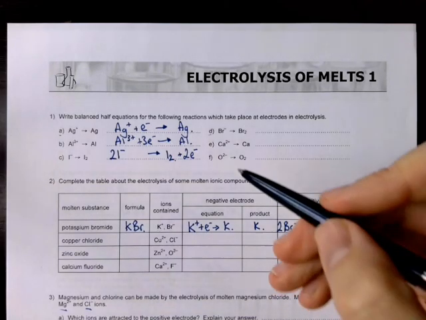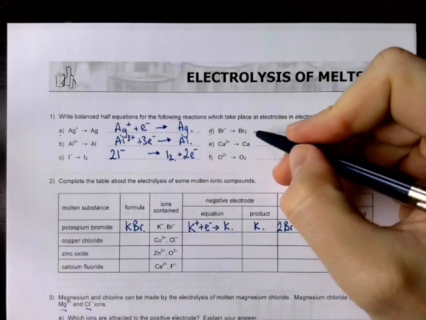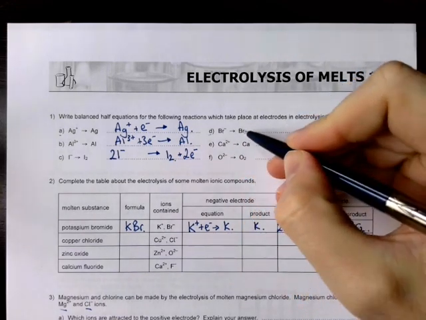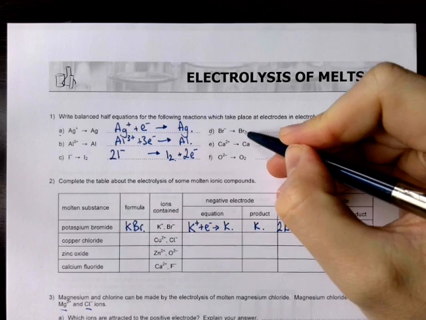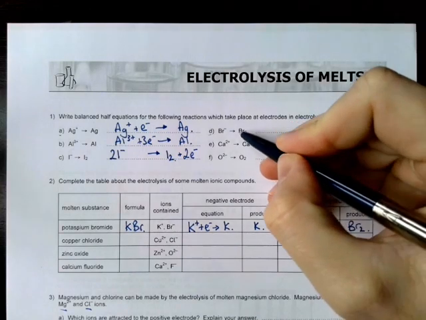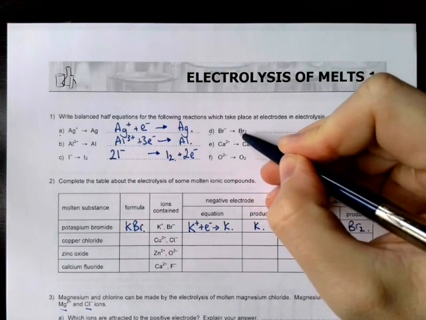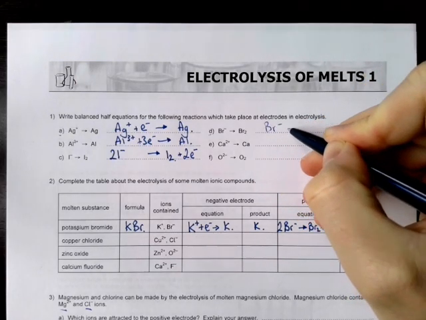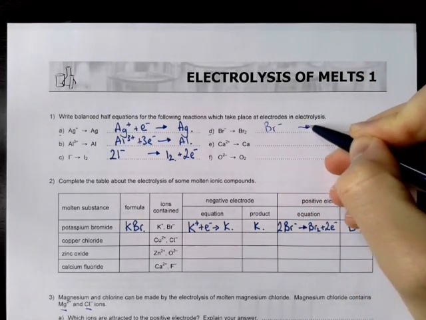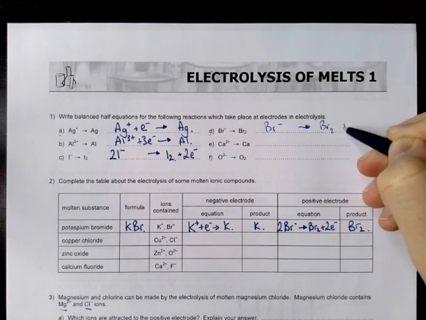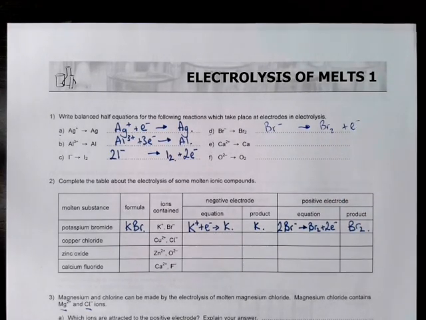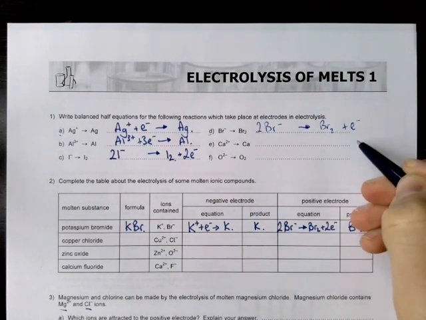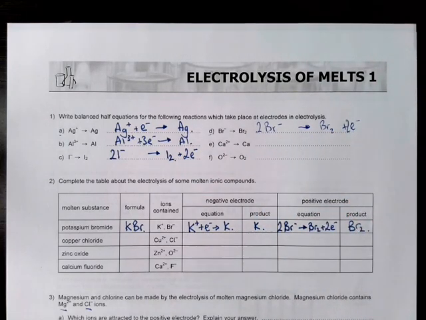So I did a few of them last week, so I'll just carry on here. We've got the bromide ions. Okay, they're going to make bromine. In order to do that, they're going to go from a negative ion to a neutral molecule, so they're going to have to lose electrons. All right. So we're going to lose electrons like that. However, it needs to be balanced, so this needs to be 2 there and a 2 there.